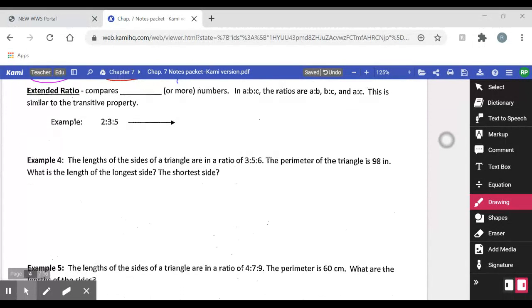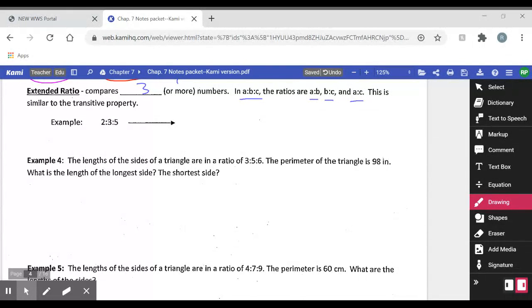All right, the next thing it talks about is an extended ratio. An extended ratio compares 3 or more numbers. In this case, it shows you A colon B colon C. It's just saying the ratios of A to B, B to C, and A to C are all true. And this is similar to the transitive property, where the two in the middle are the same, those B's. So normally we'd say the two end things have to be congruent. Now we're saying the two end things have to have an equal ratio or be proportional.